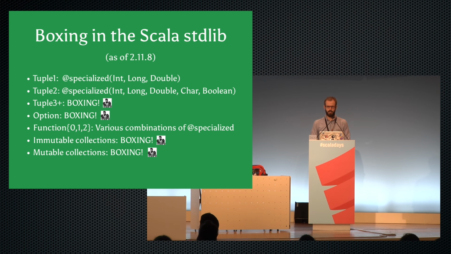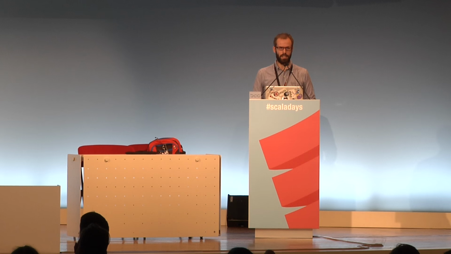So how do things look in the Scala standard library at the moment? To be honest, it's a bit of a mess. Tuple 1 is specialized in int, long, and double. Tuple 2 is specialized in int, long, double, char, and boolean for some reason. Tuple 3 has no specialization, so if you use tuple 3, you get boxing. Option is boxing. Functions 0, 1, and 2 have a kind of random combination of specializations on their various parameters. And then all of the collections classes have no specialization, so boxing.